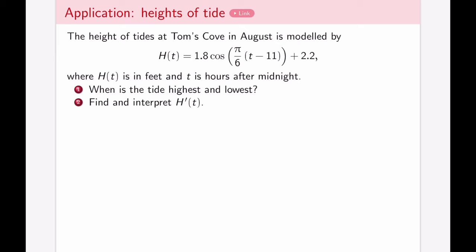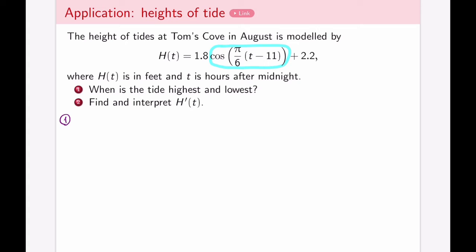So let's take a look at how we can use our knowledge of trigonometric functions to actually analyze the heights of tide from the given model. First of all, the first question asks, when is the tide highest and lowest? This seems like it has a lot of information in it, so you sort of have to zoom out a little bit to notice one very important thing. This cosine is just one big chunk of this entire function.